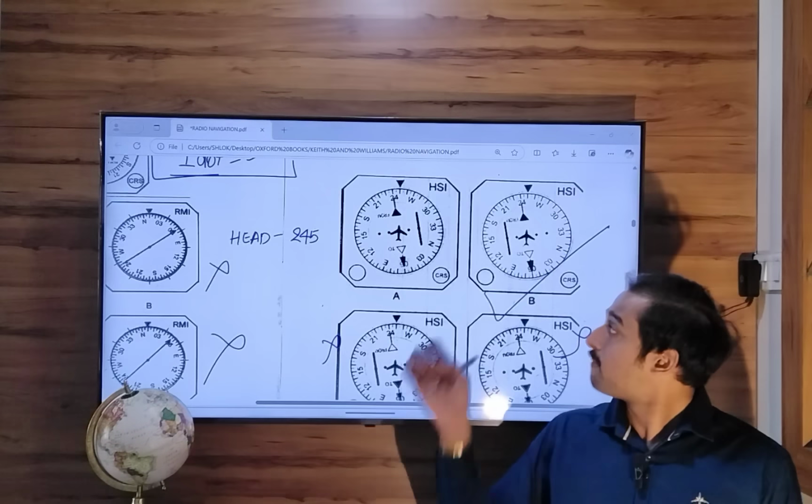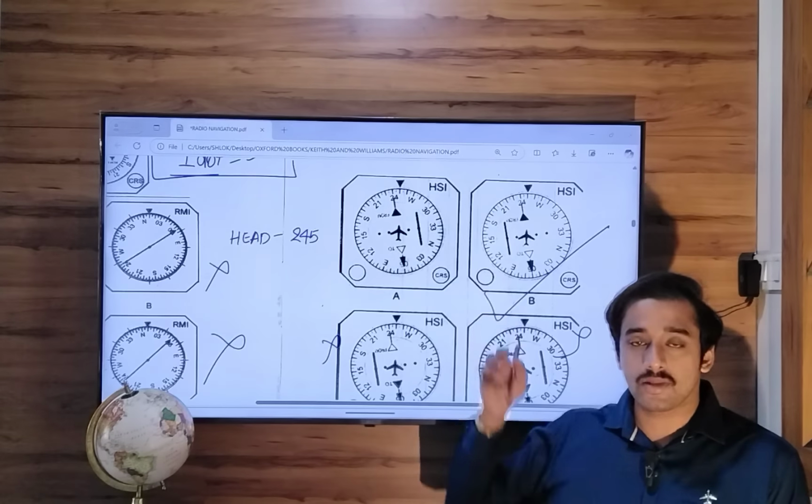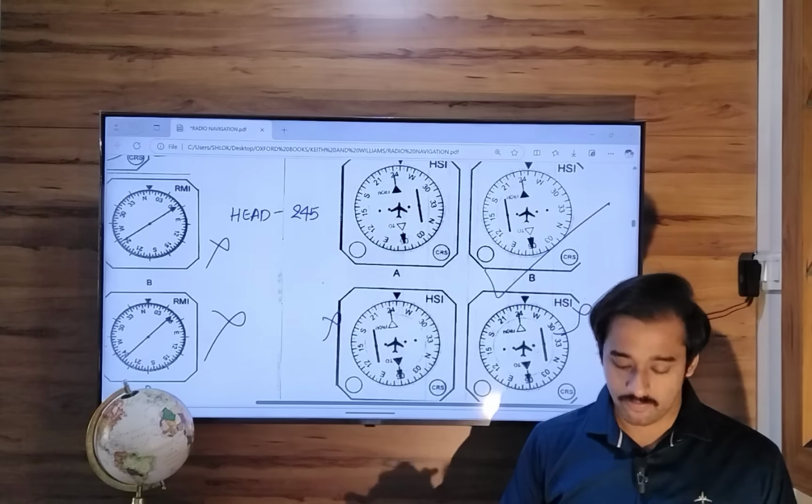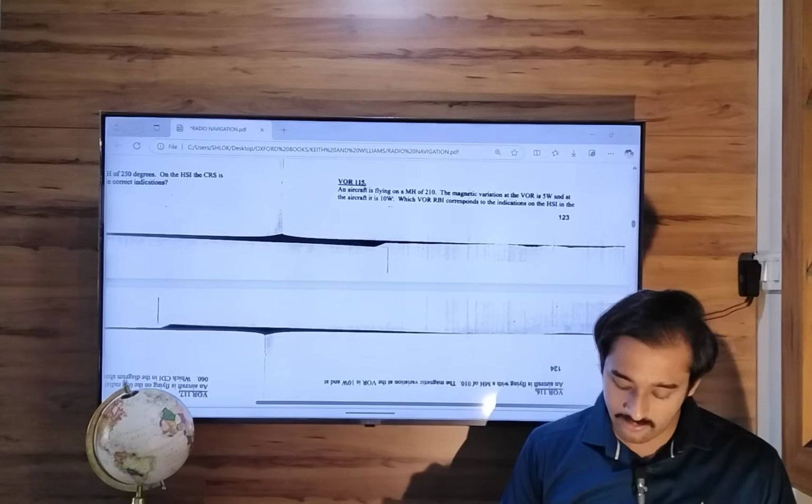option Bravo. The needle has deflected two dots left, means 10 degrees left. Okay, so this is how you do this sum. Let's go to question number 115.